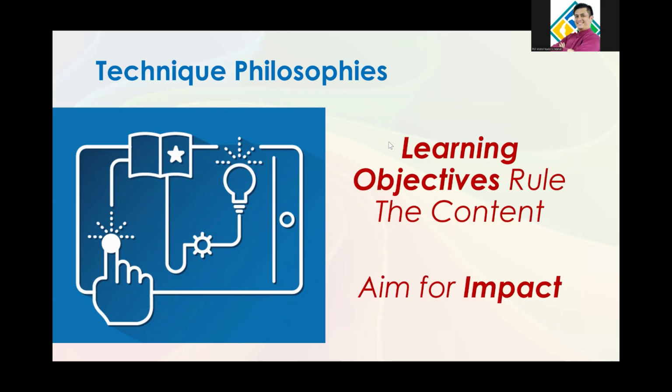Number two, always aim for impact. So what impact are you aiming for? Is it reaction only? Or is it learning? Or is it behavior change? Is it results? Or is it ROI? You as the learning designer need to know what level of impact you're aiming for.